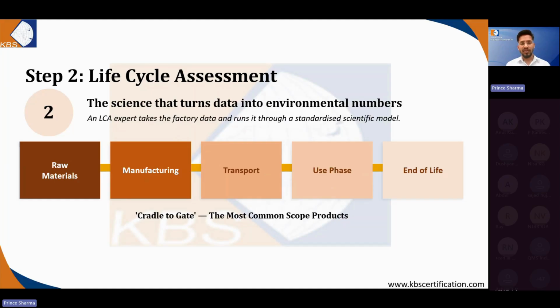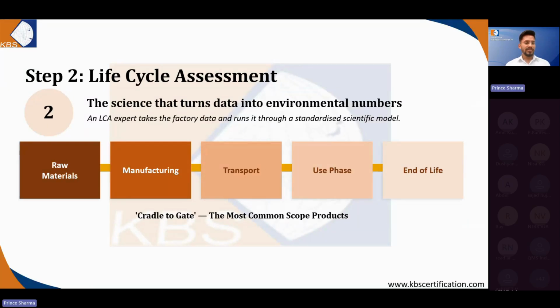Cradle to gate is one of them, and it is a very popular one for products. And if we talk about the construction industry, there cradle to grave is the most popular scope that we cover in the EPDs. Apart from that, cradle to cradle is another one. Gate to cradle is also another study. So this is always changing with the scope of the study, but generally we take cradle to gate or cradle to grave.